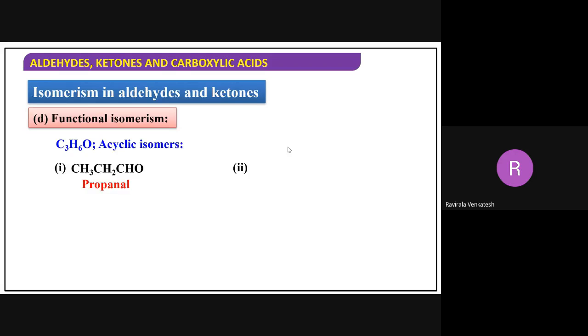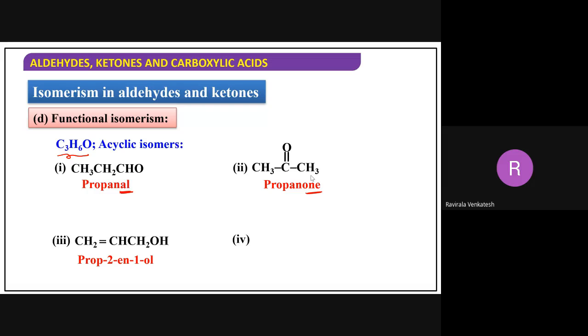Now you observe this one, C3H6O. How many types can we write? For the molecular formula C3H6O, I have taken an aldehyde here, a ketone here, and the third one we can take is enol. This is the enol. And finally I have taken a cyclic ether. Then methoxyethene also we can take, and a cyclic ether also we can write.